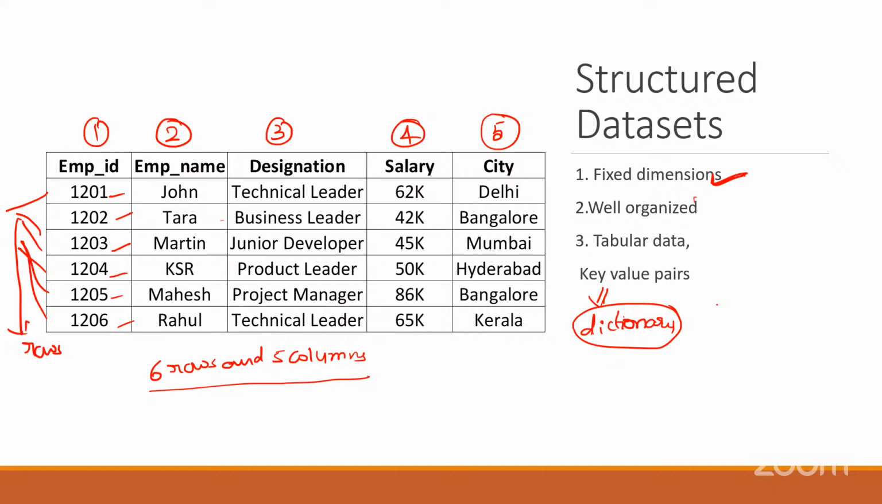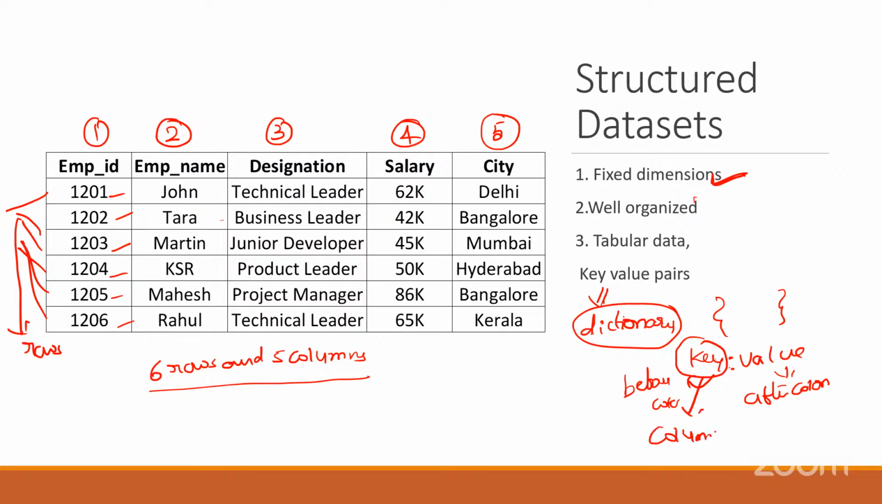A dictionary is generally written in curly braces, right? It is a combination of key value pairs. Before the colon is called the key. After the colon is called the value. In this case, key value pair means keys can be described as the columns, and values are described as the rows. That is the meaning of key value pair in this case.